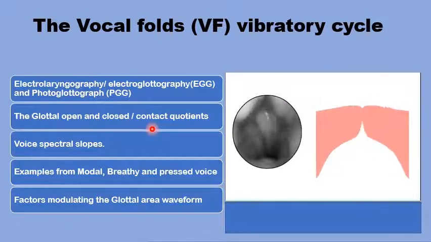We'll also go through the effect of such changes on the voice source harmonic spectral slopes with examples of normal, breathy, or pressed voices, and we'll end up with the factors modulating the glottal area waveform.